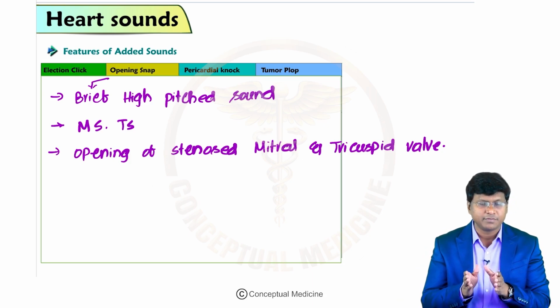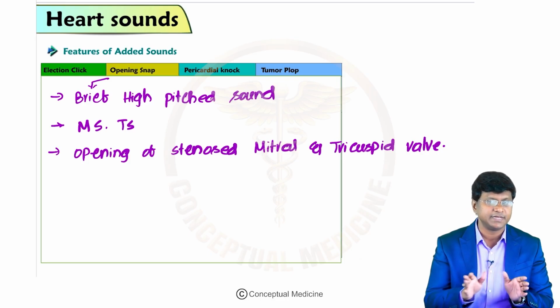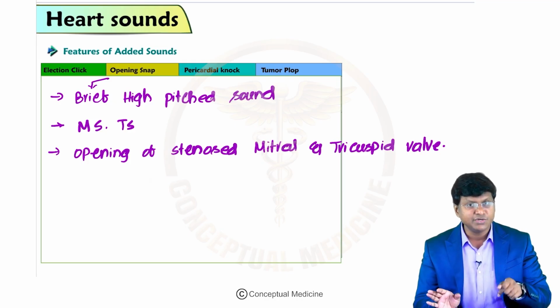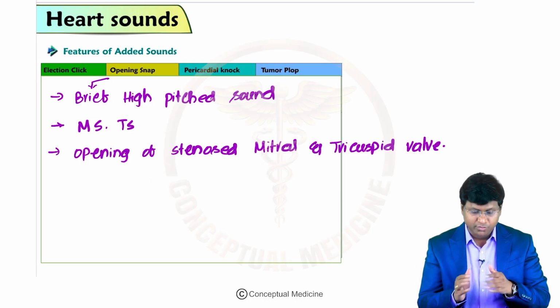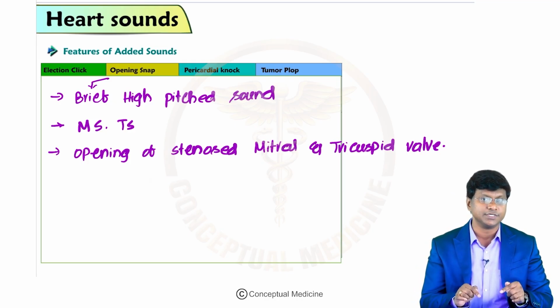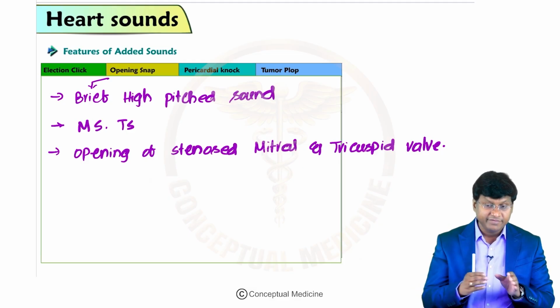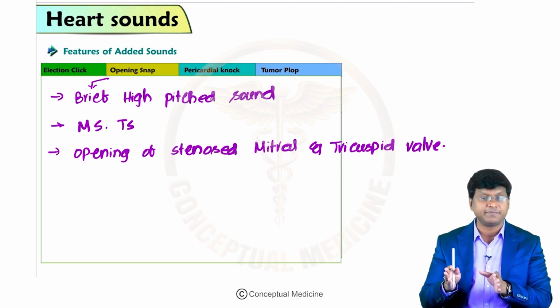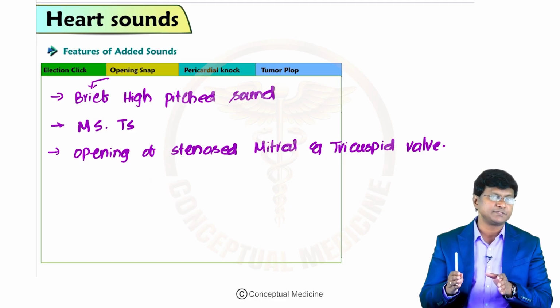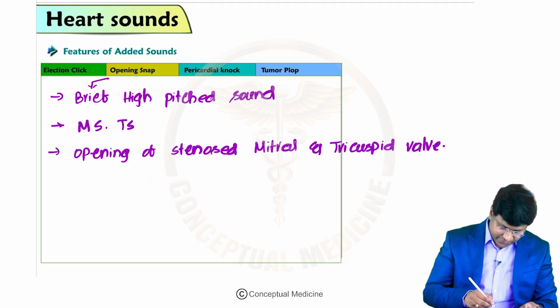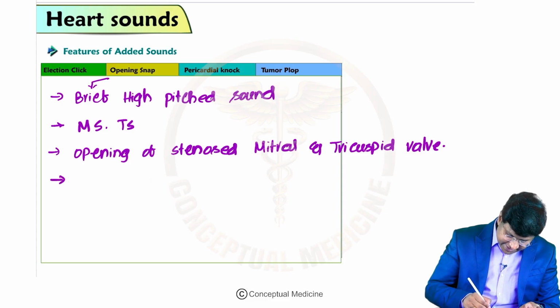Normally, opening of the mitral valve and the tricuspid valve does not produce any sound. But if it is a stenosed valve, when it opens, it will produce a sound, and that is called the opening snap. And when will the mitral valve and tricuspid valve open? They will open during the diastole of the ventricle. And that is the reason why the opening snap is considered a diastolic sound.